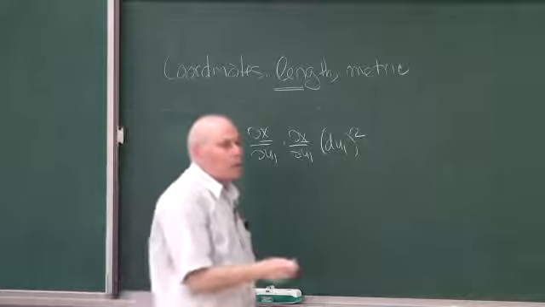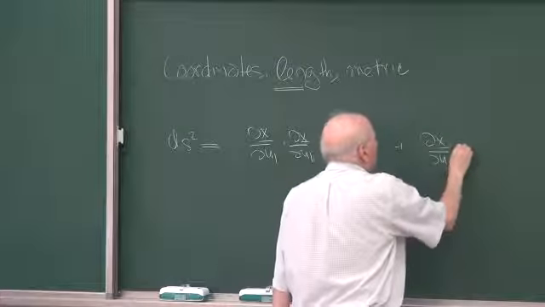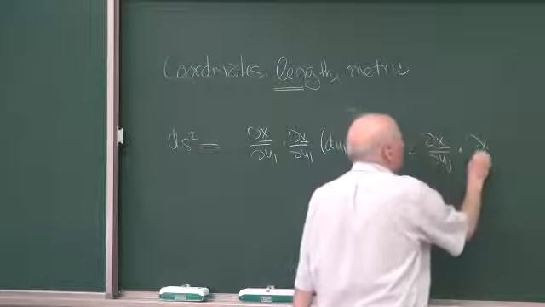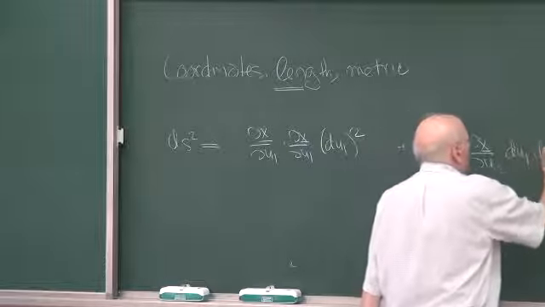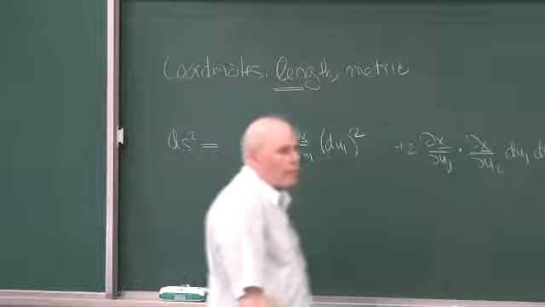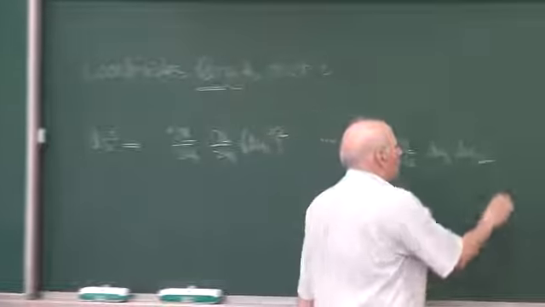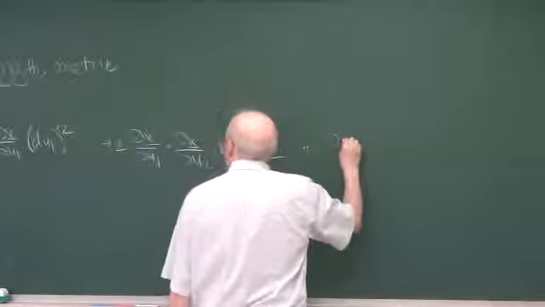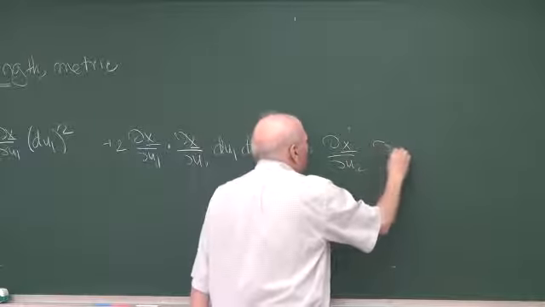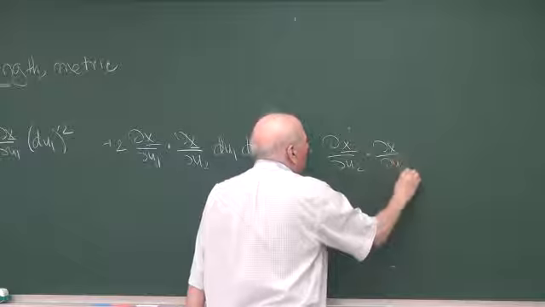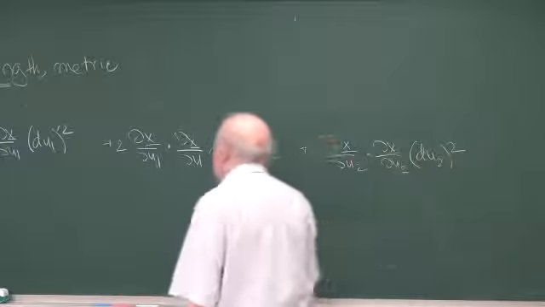Then the cross product term, you get a 2 times x u1 dot x u2, du1 du2, and then we get the last term, x u2 dot x u2, times du2 squared.